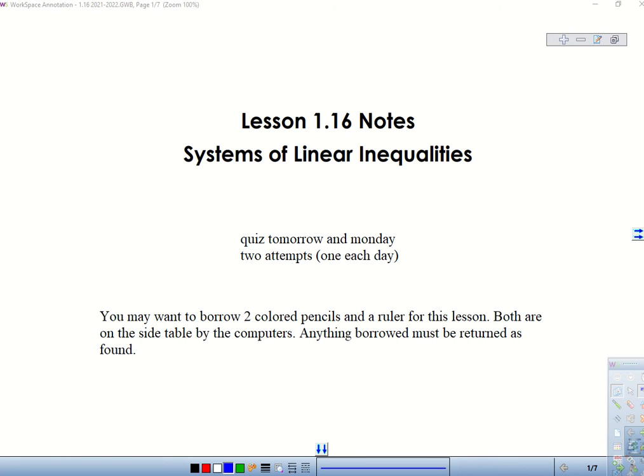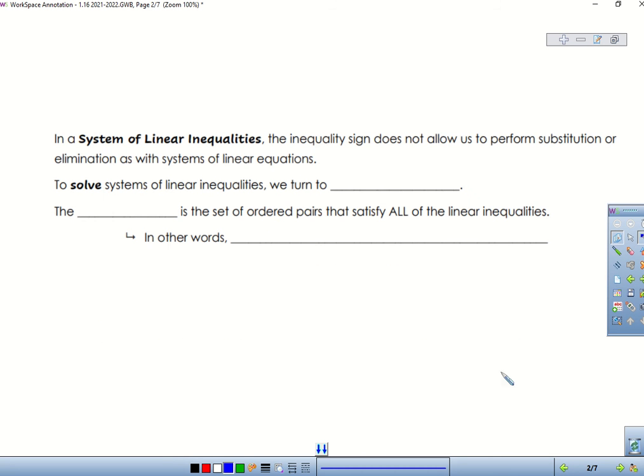Alright, so today we're going to be talking about 116, systems of linear inequalities. In a system of linear inequalities, the inequality sign does not allow us to perform substitution or elimination as we do with a system of linear equations. So in order to solve a system of inequalities, we turn to graphing.